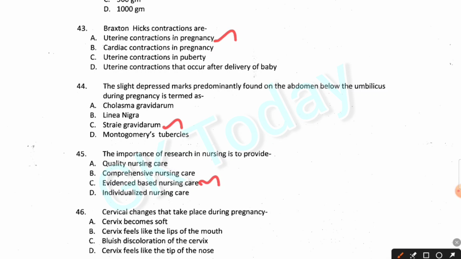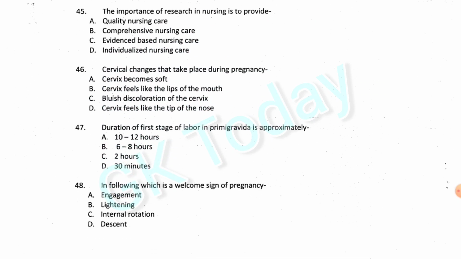Question number 46. Cervical changes that take place during pregnancy. Correct answer is option C, bluish discoloration of the cervix.